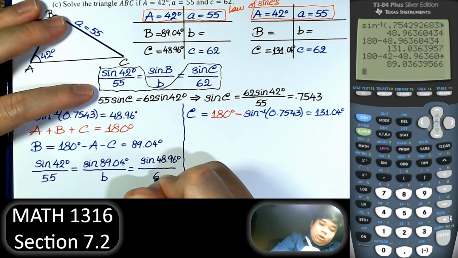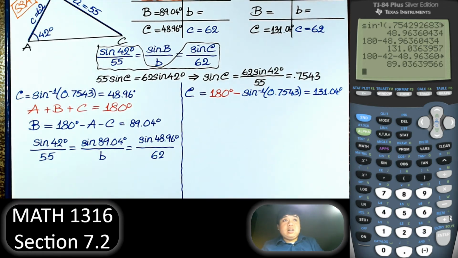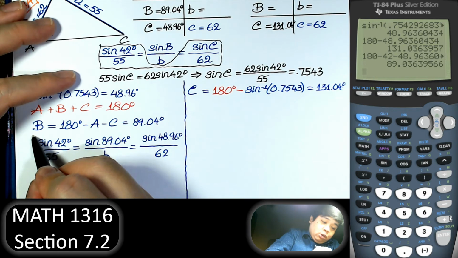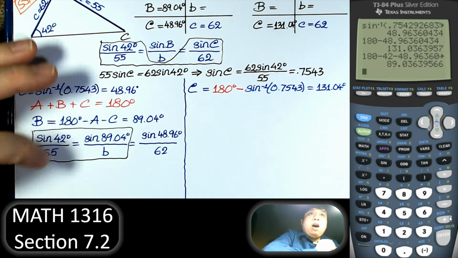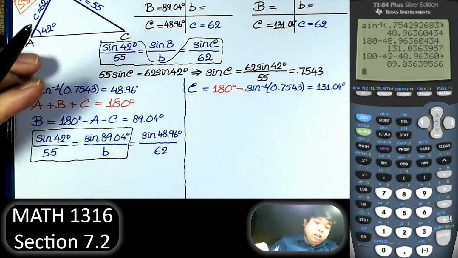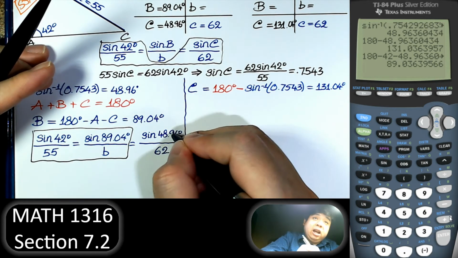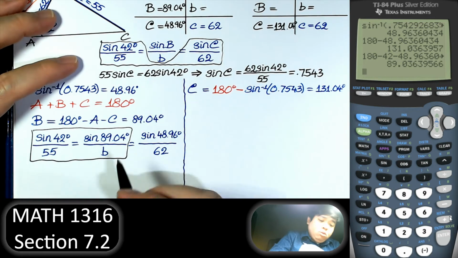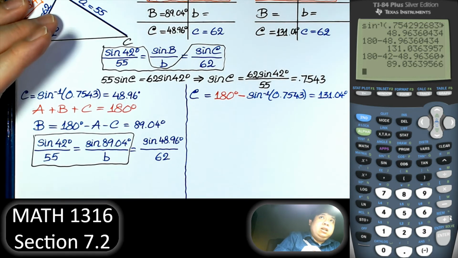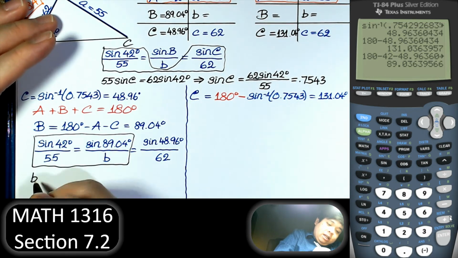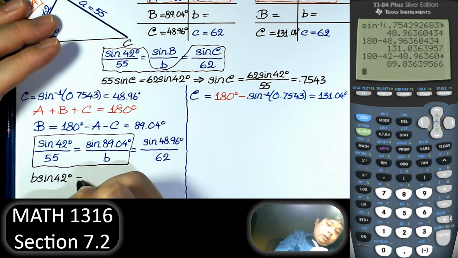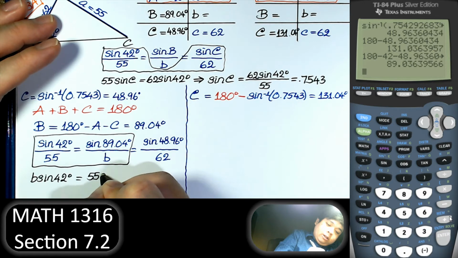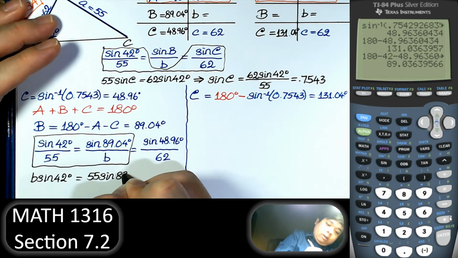C is 62. Of course, we can use either the first or the last ratio, but I will use the first ratio because 42 degrees and 55 are both given, which is more accurate than the round off here. Right, cross multiply, then we can solve for B. B sine of 42 degrees equal to 55 sine of 89.04 degrees.